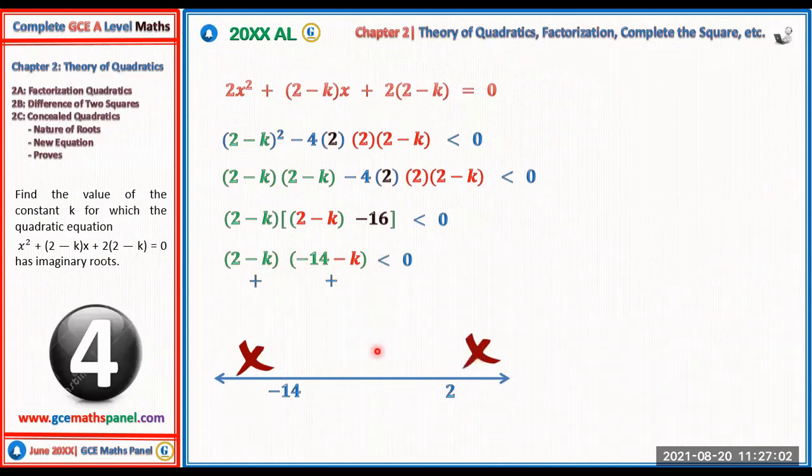So the only one that satisfies is from minus 14 to plus 2. So our solution set is k is greater than or equal to negative 14, less than or equal to plus 2. So that's the solution set for this given question.